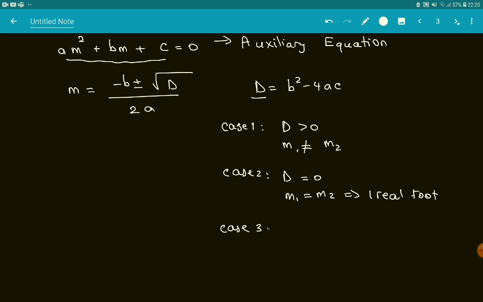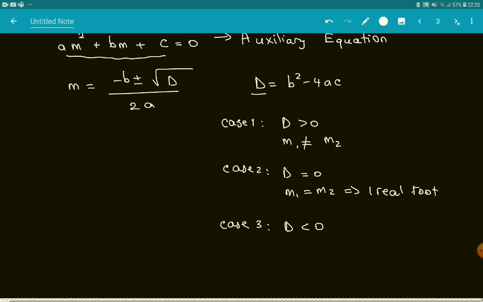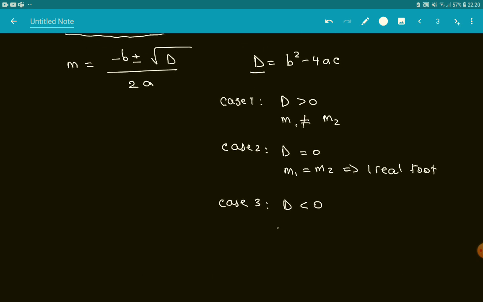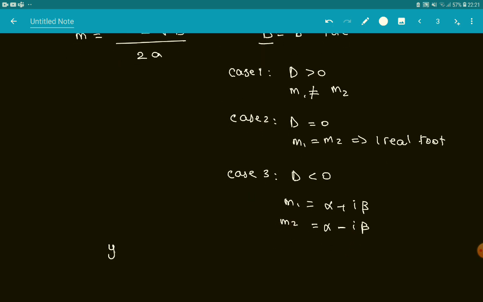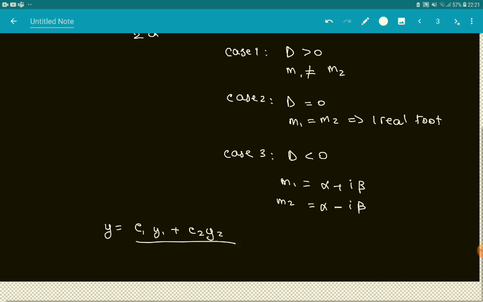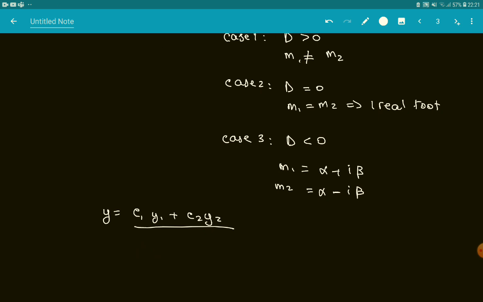As for case 3, we have the discriminant less than 0, which means that the equation has no real roots, and we have m1 and m2, where one of them is alpha plus i beta, which is a complex number, and the other one is alpha negative i beta. So after we know this, we need to find the answer for y, right? What is y? This is the general solution for y, but we will not use this. This is general.